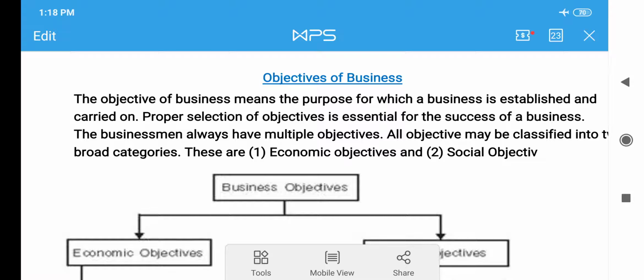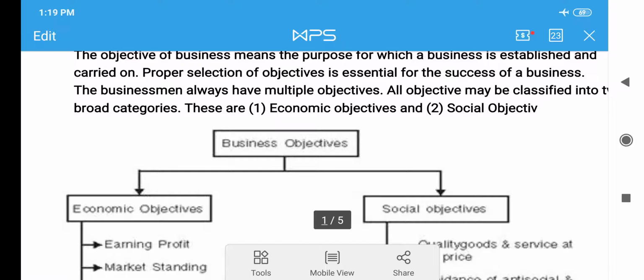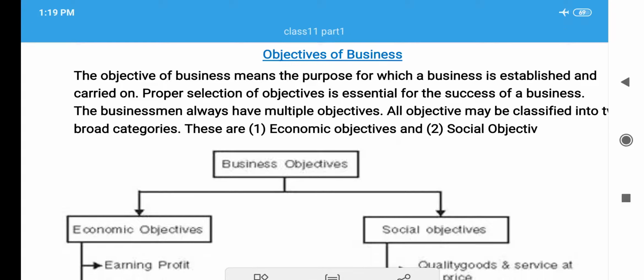For doing any kind of activity, whether it is economic or non-economic, there must be a purpose behind it. There must be an aim behind it. Without an aim or purpose, no one is going to do any activity. So in business also we have some aim or objective or purpose before starting it. The businessman has multiple objectives behind starting a business.